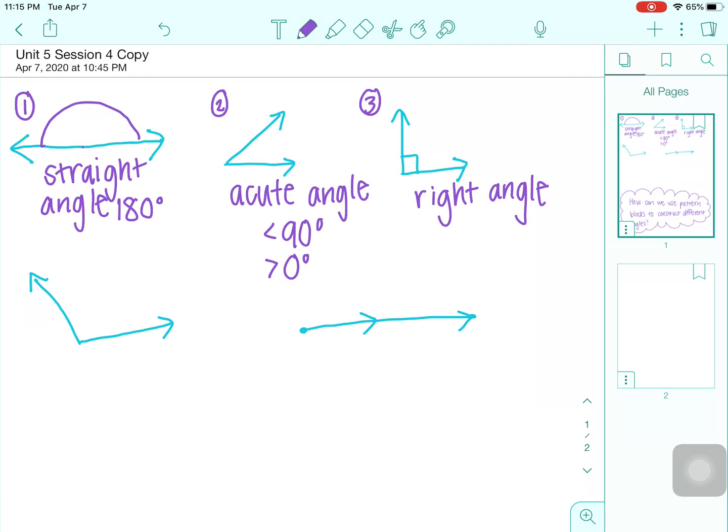And a right angle measures exactly 90 degrees. And that's why we label it with that little square right there to show us that it is exactly 90 degrees.